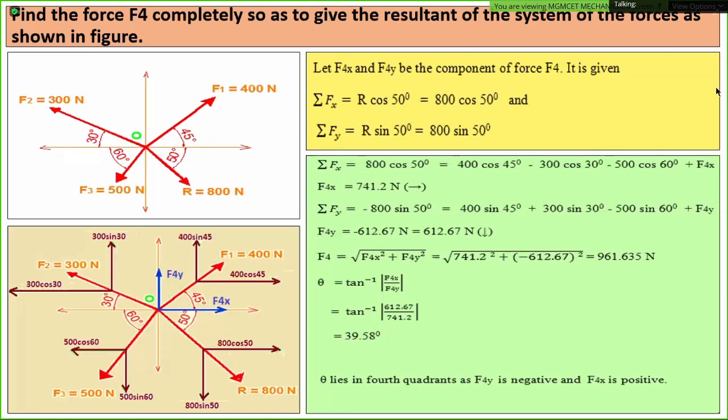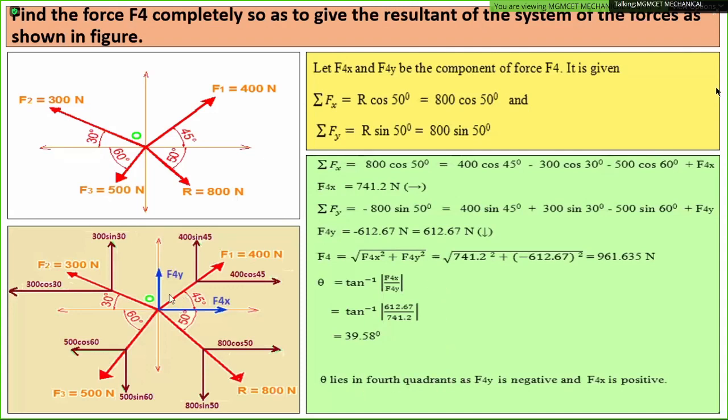See again same thing. And tan theta is equal to summation of f of y by summation of f of x. So instead of that, I will write this equation. And this equation finally I will get theta is equal to 39.58 degrees. And the theta is lying in fourth quadrant. Why theta is lying in fourth quadrant?